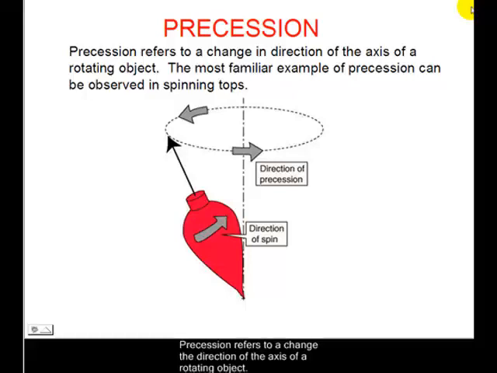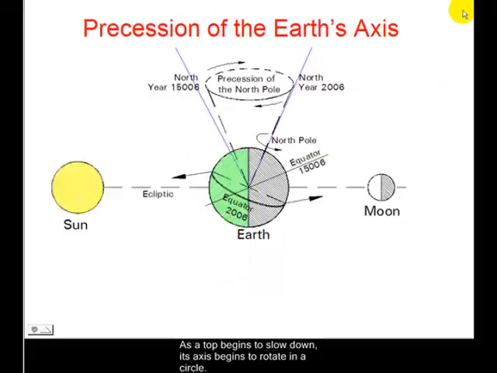Precession refers to a change in direction of the axis of a rotating object. The most familiar example of precession can be observed in spinning tops. As a top begins to slow down, its axis begins to rotate in a circle. The same phenomenon is observed for the Earth.